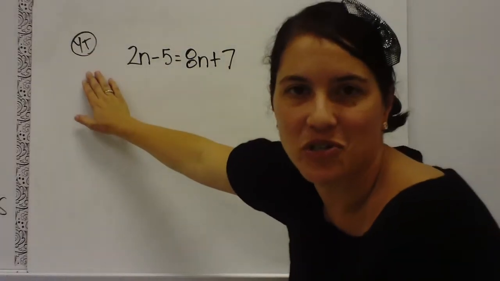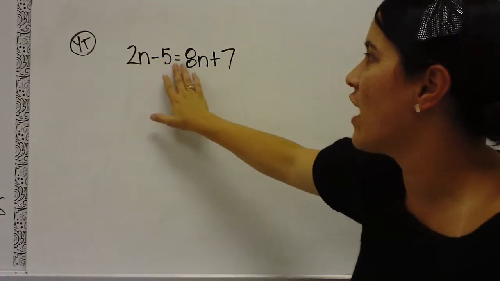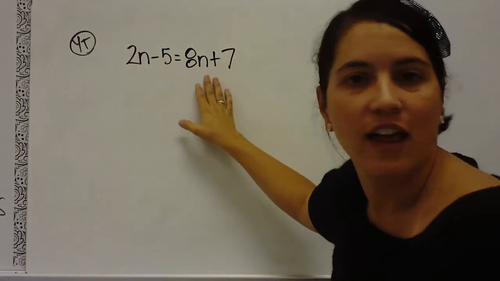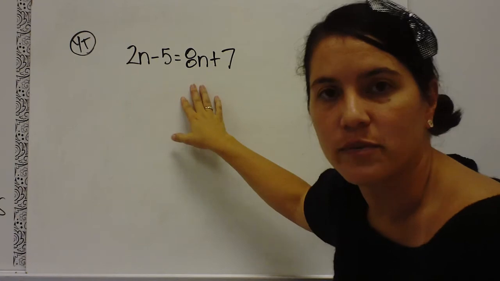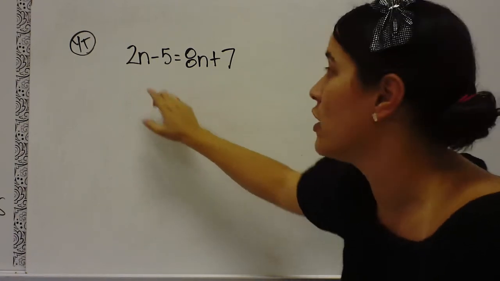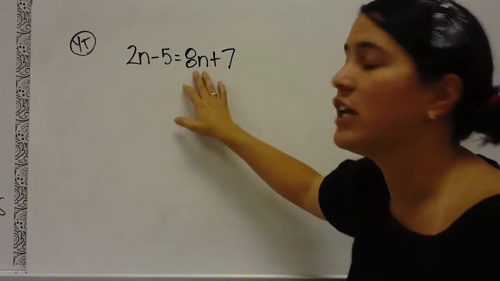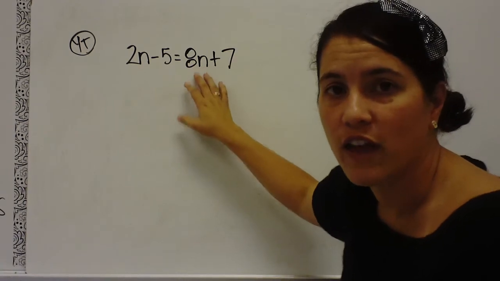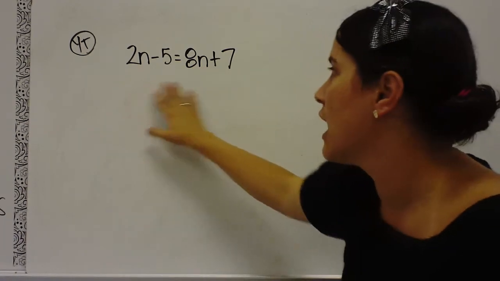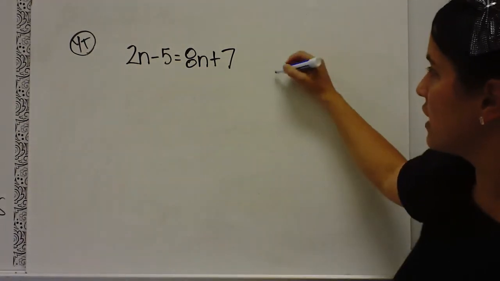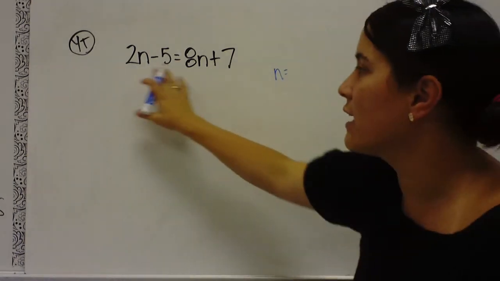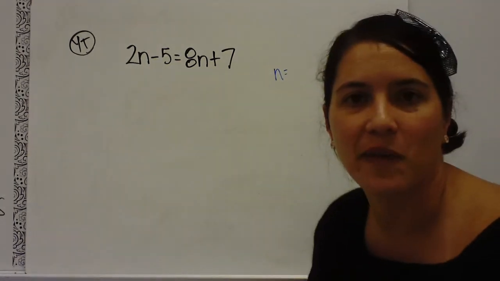All right, so this one is a U-track. 2n minus 5 equals 8n plus 7. There's no distributing, there's no like terms, so I want you to move your variable over. You can either move the 2n over here, or you can move the 8n over there. I want you to pick. And then when you get your answer, n equals, plug it back in and see if your two sides equal. And we'll go over this.